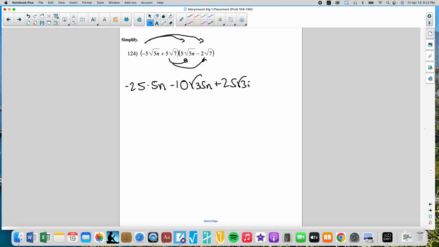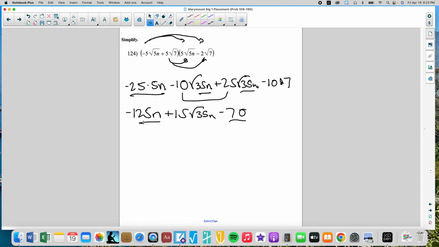rad 35n. And then that's going to give us negative 10 times 7. So we can multiply those. That's negative 125. Stop touching the button. These are like terms, and the coefficients can be combined to make 15 rad 35n. And this is negative 70.